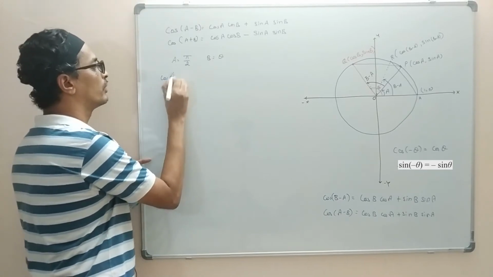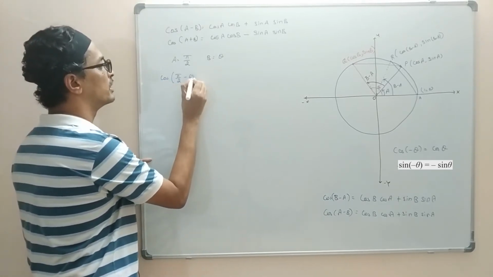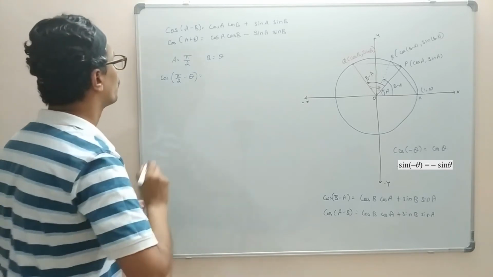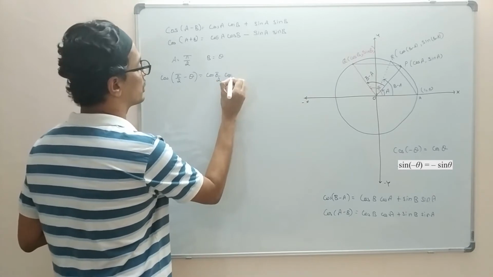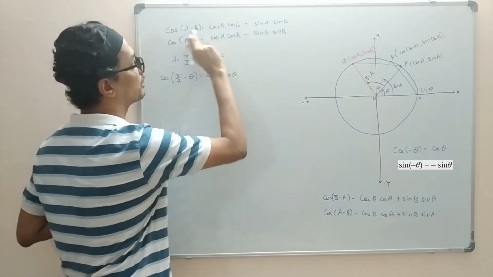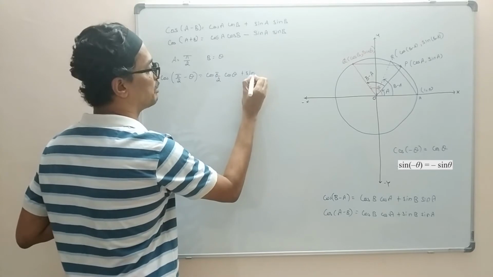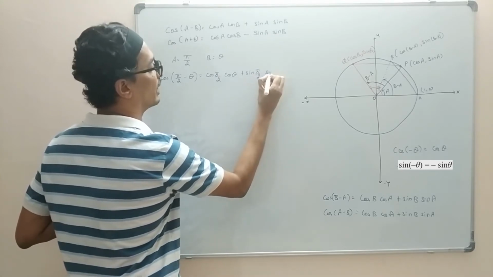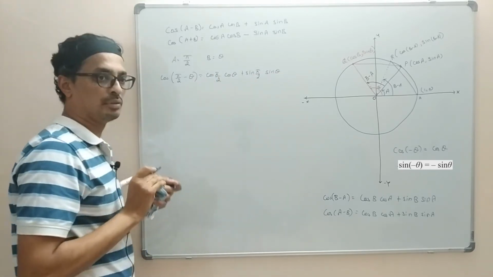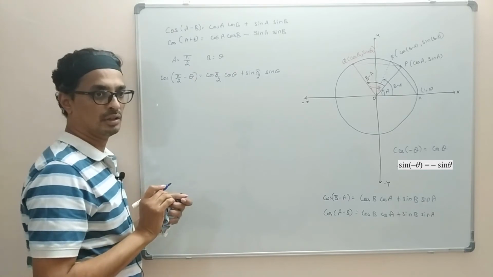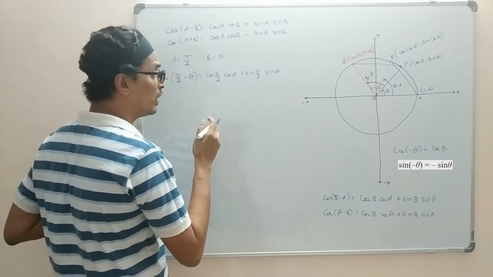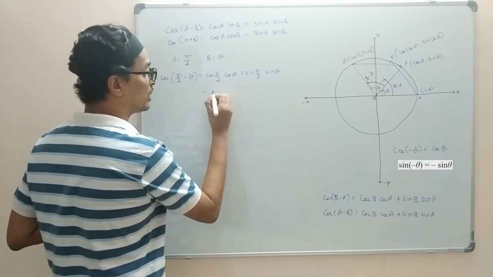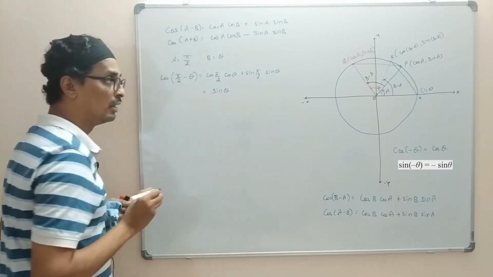So cos(pi by 2 minus theta) will be equal to what? Tell me. Cos pi by 2 cos theta, minus, so minus means plus, sin pi by 2 sin theta. What is cos pi by 2? This is 0. What is sin pi by 2? 1. So it equals sin theta. Correct?